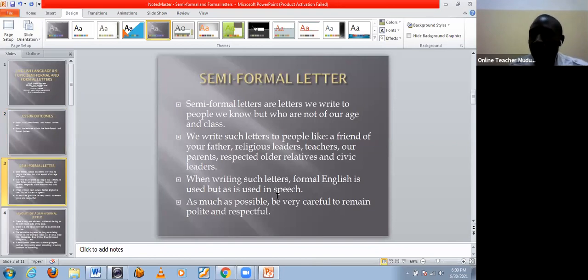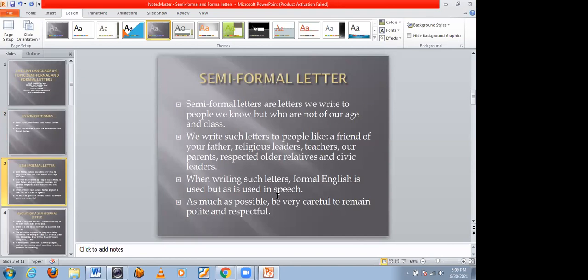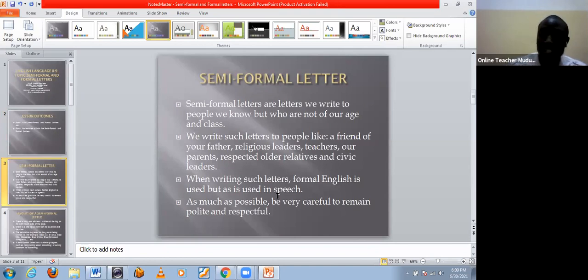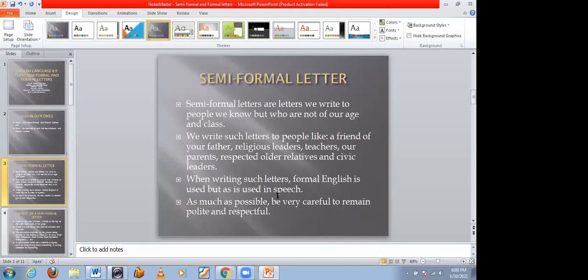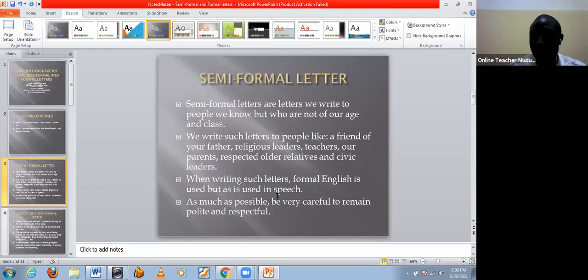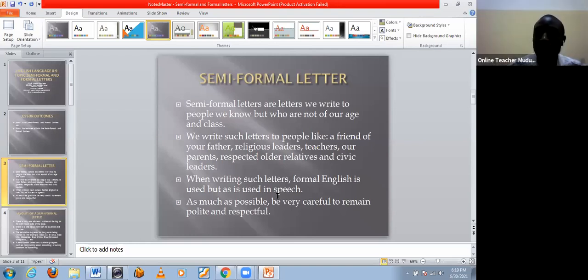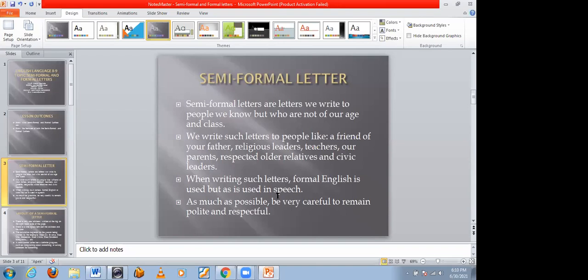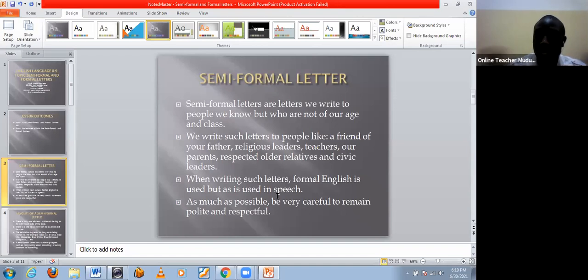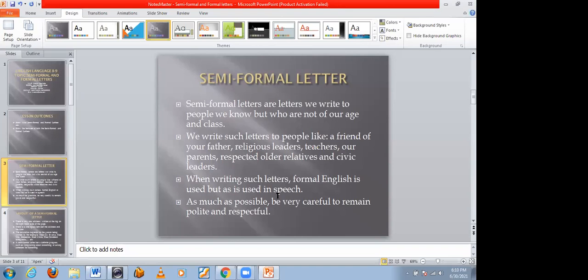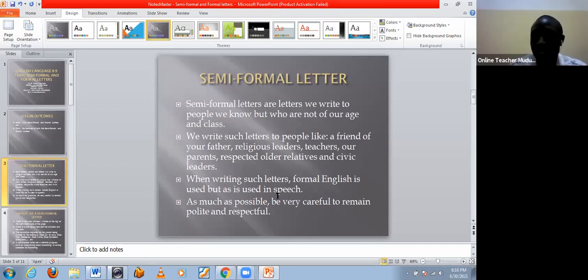So what is a semi-formal letter? Pay attention. Semi-formal letters are those that we write to people who are not of our age or class. They could be older people in society. We know them, they may know us, and then we want to communicate with them. The key here is that these people are not our personal friends. We write such letters to people like your father's friend, your mother's friend, religious leaders, teachers, our parents, respected older relatives, and civic leaders.